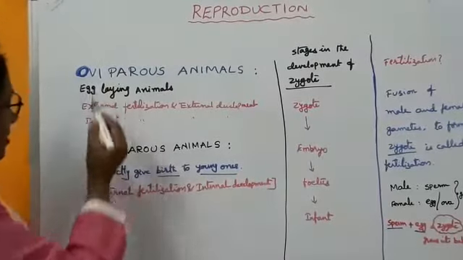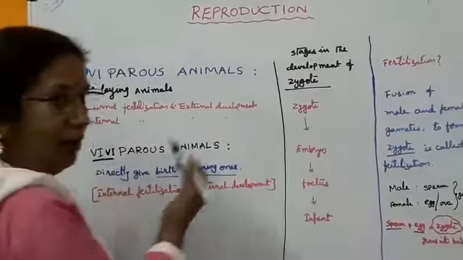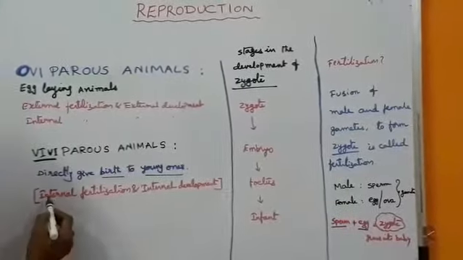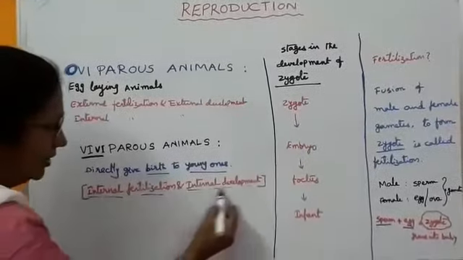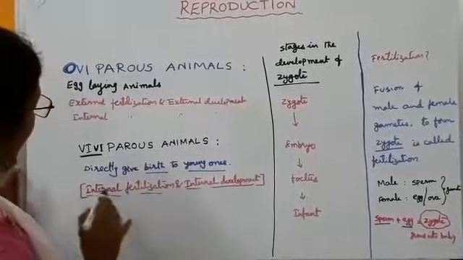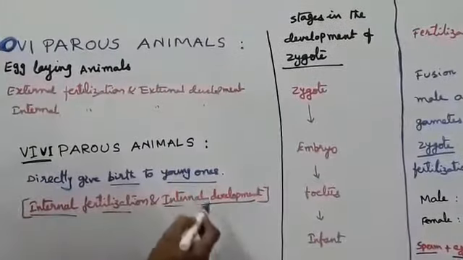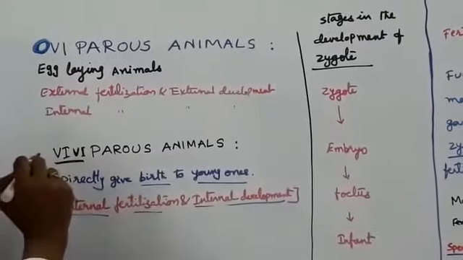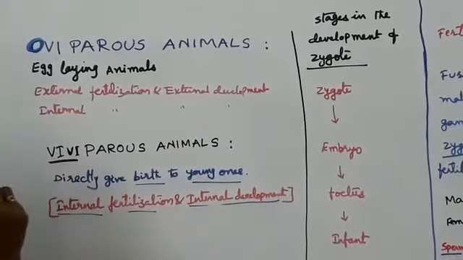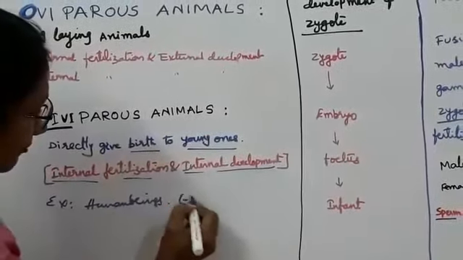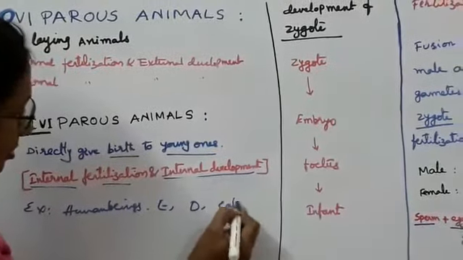So oviparous and viviparous. Now according to the previous reproductive patterns, you can say that internal fertilization and internal development. The organisms which undergoes internal fertilization and internal development will be called as viviparous animals. Okay, so viviparous animals. Examples: human beings. I have mentioned, human beings, elephant, dog, cat, all these animals.